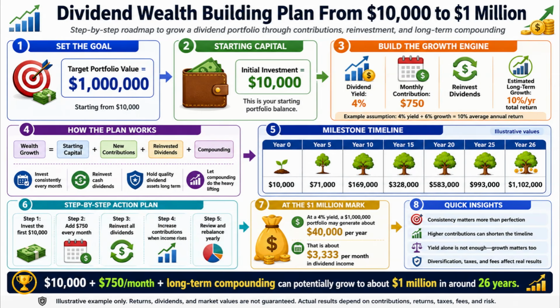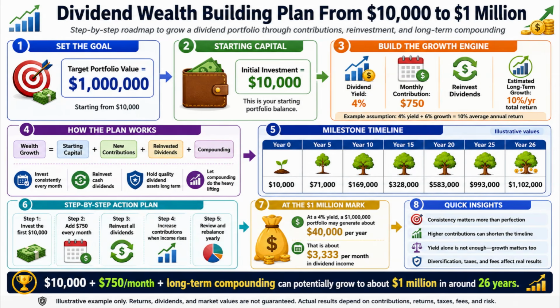Then, when dividends are reinvested, they can buy more shares or assets, and those additional shares may generate more future dividends. Over time, this creates a compounding effect, where the portfolio growth starts becoming stronger. In this example, the plan assumes a 4% dividend yield plus 6% long-term growth, giving an estimated 10% average annual total return. Based on this assumption, the portfolio may grow step by step over many years.